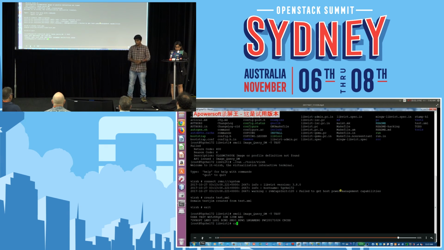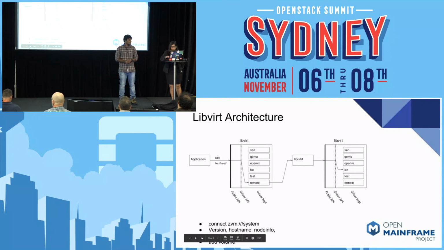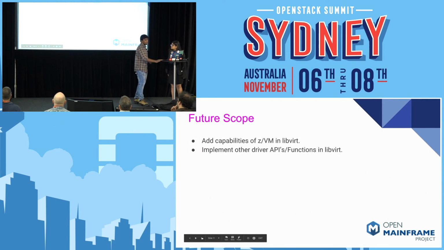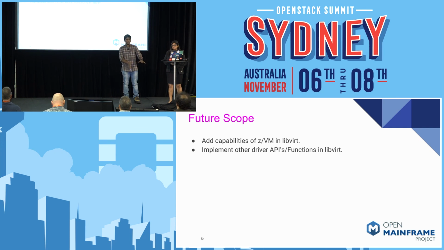So this is just a POC that we have created, with just one public API of Libvirt. There are many other public APIs of Libvirt which need to be implemented, and that will be a future scope, like a complete ZVM driver package inside Libvirt, so that OpenStack can directly spawn ZVM virtual machines in mainframes. So this is like OpenStack enablement on mainframes.